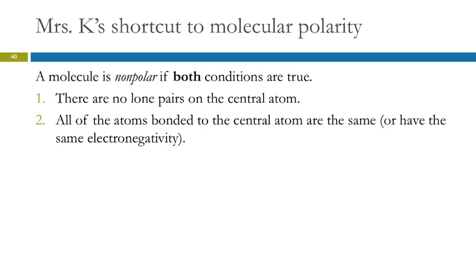So a molecule is nonpolar if both of these conditions are true. There are no lone pairs on the central atom, and all the atoms bonded to that central atom are the same, or they have the same electronegativity. So no lone pairs on the central atom, and all the atoms bonded to it have the same electronegativity. The molecule is going to be nonpolar. So I'll do a couple of examples.